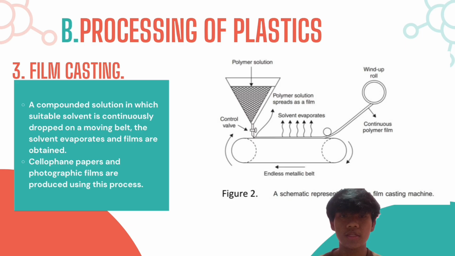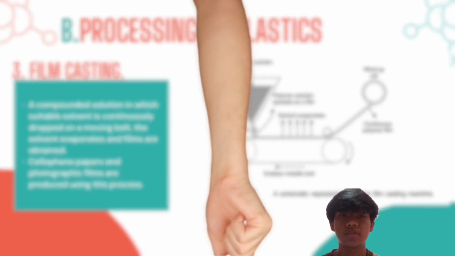Para mas maintindihan, polymers are dissolved in a solvent to form a mixture called dope, which is poured or coated onto a carrier like Teflon or metal belt, followed by drying through solvent evaporation to form a solid film. Cellophane papers and photographic films are produced using this process.